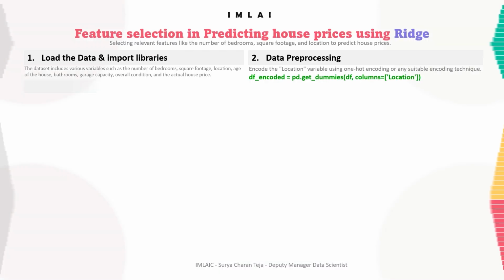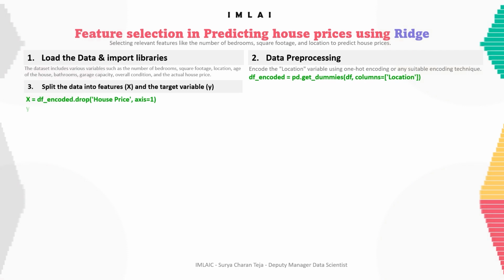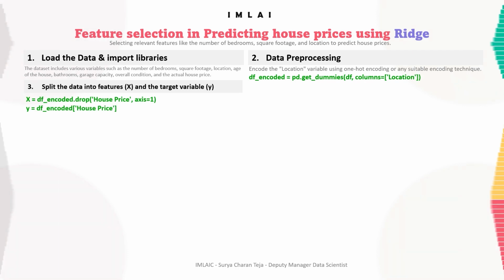Now let's move ahead. The next step is to split the data into features, capital X, and the target variable y. Here we define capital X as the subset of features, for example bedrooms, square footage, encoded location, age of house, bathrooms, garage capacity, and overall condition. Then we define y as the target variable, which is nothing but the house price.